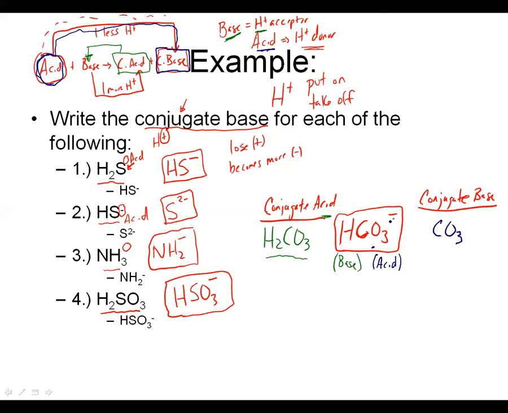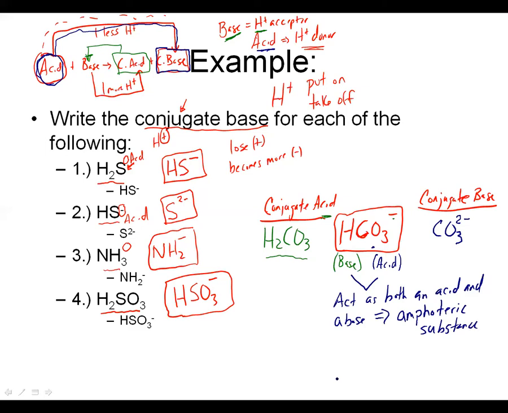And now when we lose that plus, we go from -1 to -2, which is carbonate. So this example here is a good example. This is something that can act as both an acid and a base, and something that has the ability to act as both an acid or a base is what's known as amphoteric. An amphoteric substance is a substance that has the ability to act either as an acid or a base.